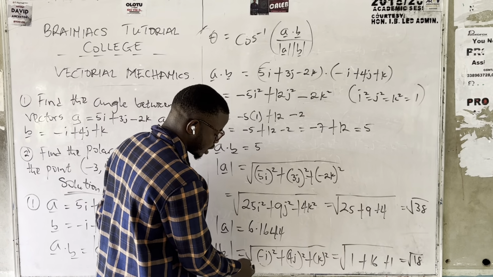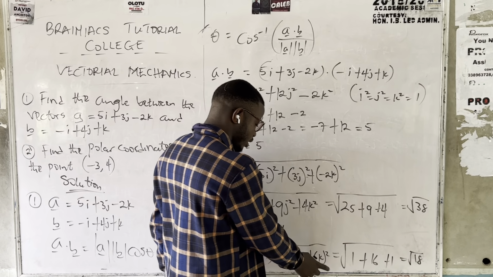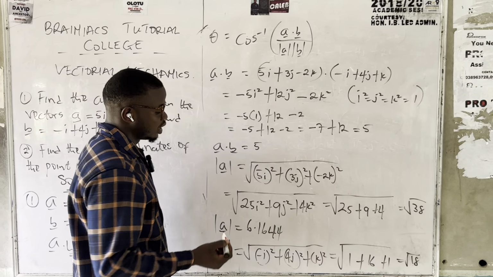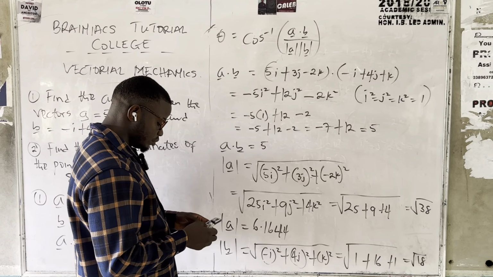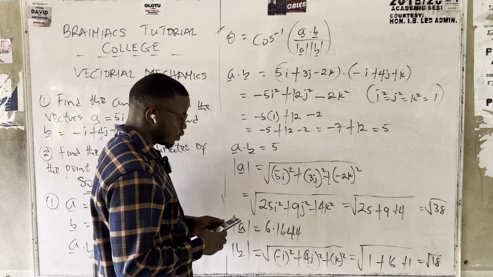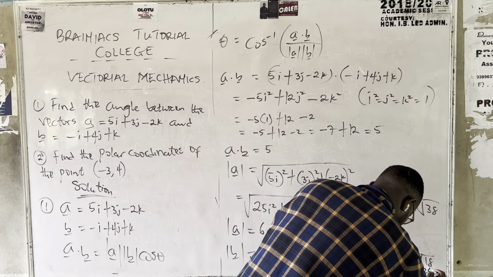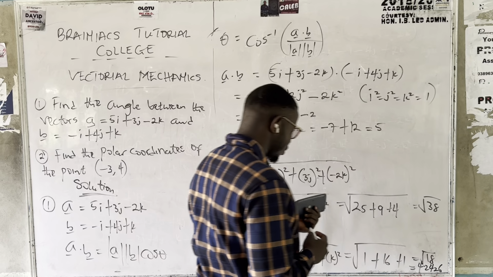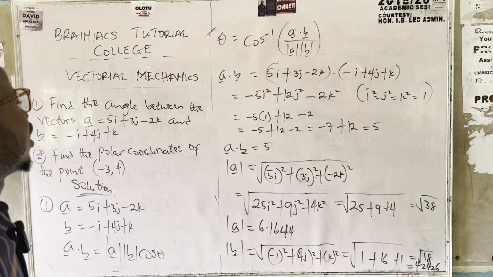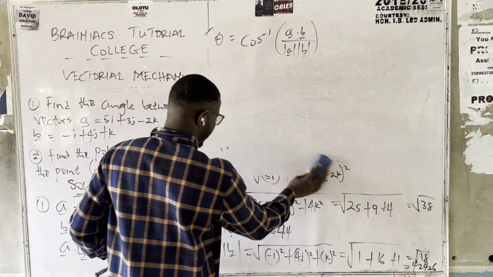Don't forget that the square root of minus i will give us i squared. So when you square, 4j raised to the power 2 gives us 16j squared, and k raised to the power 2 gives us k squared. And don't forget that i squared, j squared, and k squared are equal to 1. So this gives us the square root of 18, which is 4.2426. Now we'll take everything to that formula so that we can obtain the angle theta, the angle between the two vectors.